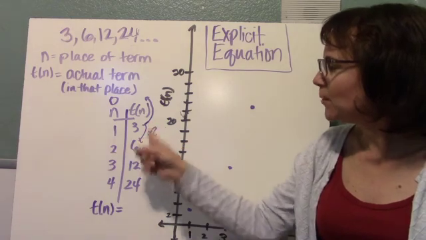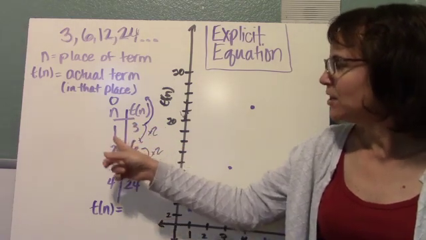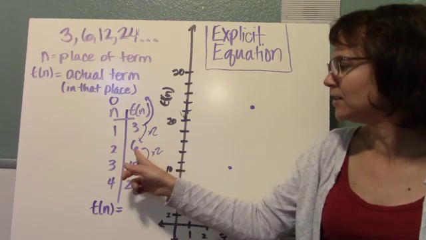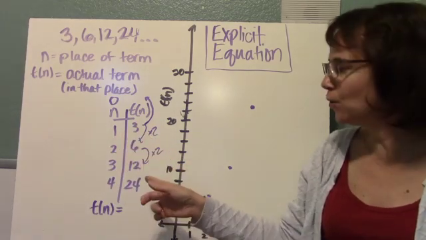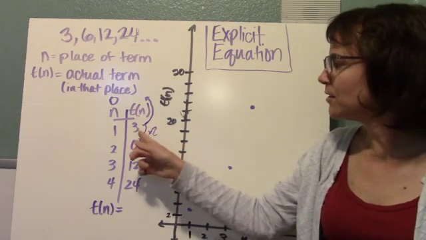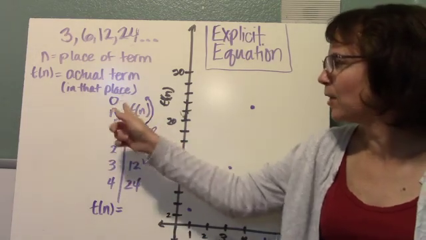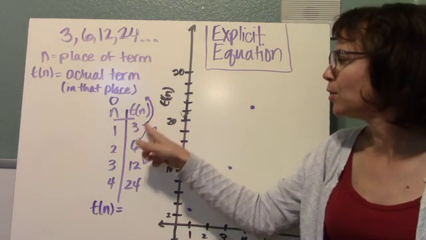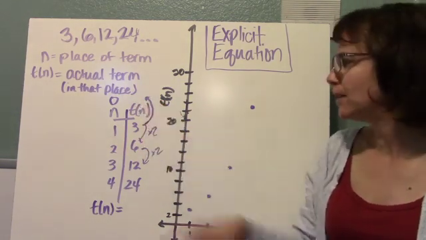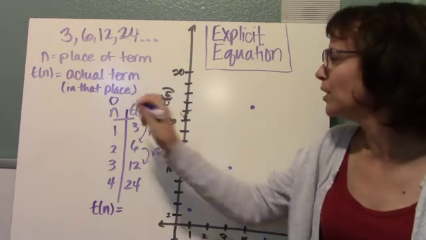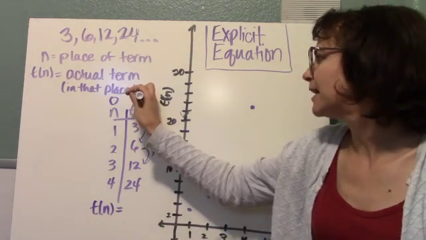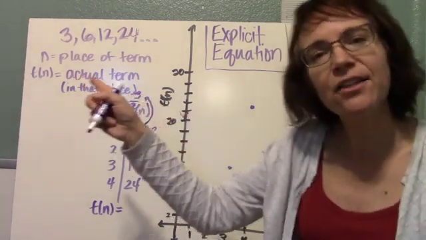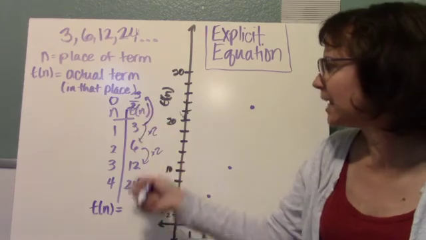Well, I can take a look at what's happening in my table. So if I go from the first term to the second term, I'm going from 3, I'm multiplying by 2. If I wanted to see what the y-intercept was on my graph, I would need to go backwards. So instead of multiplying by 2, I would divide by 2. So I would have 3 divided by 2, which is just 3 halves. So I can write that down here. 3 halves.